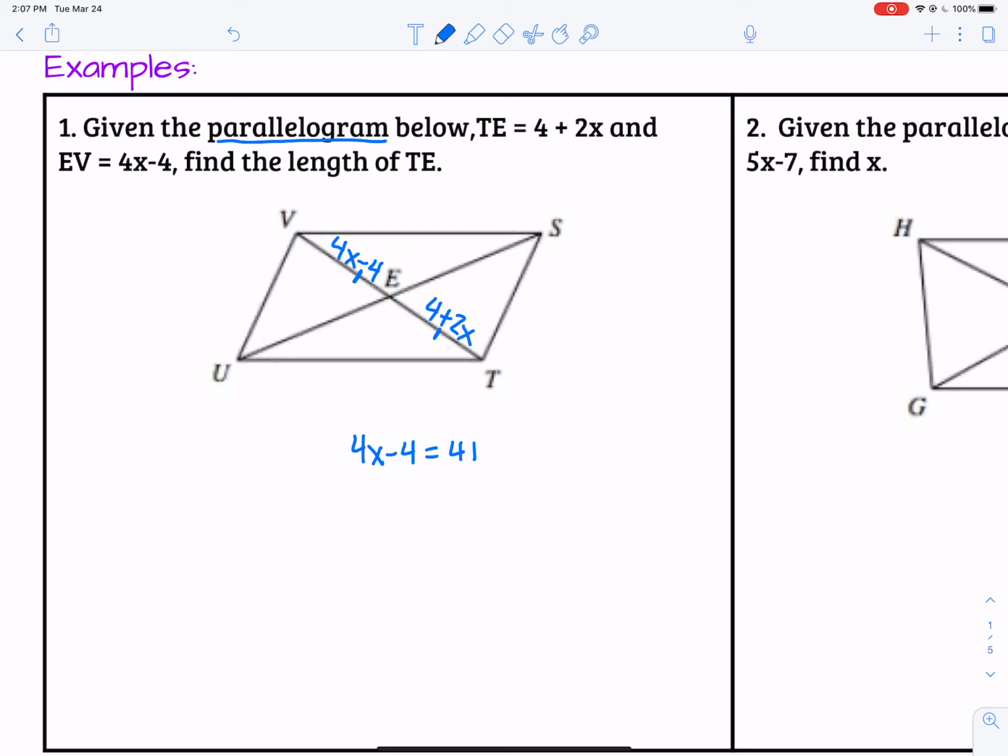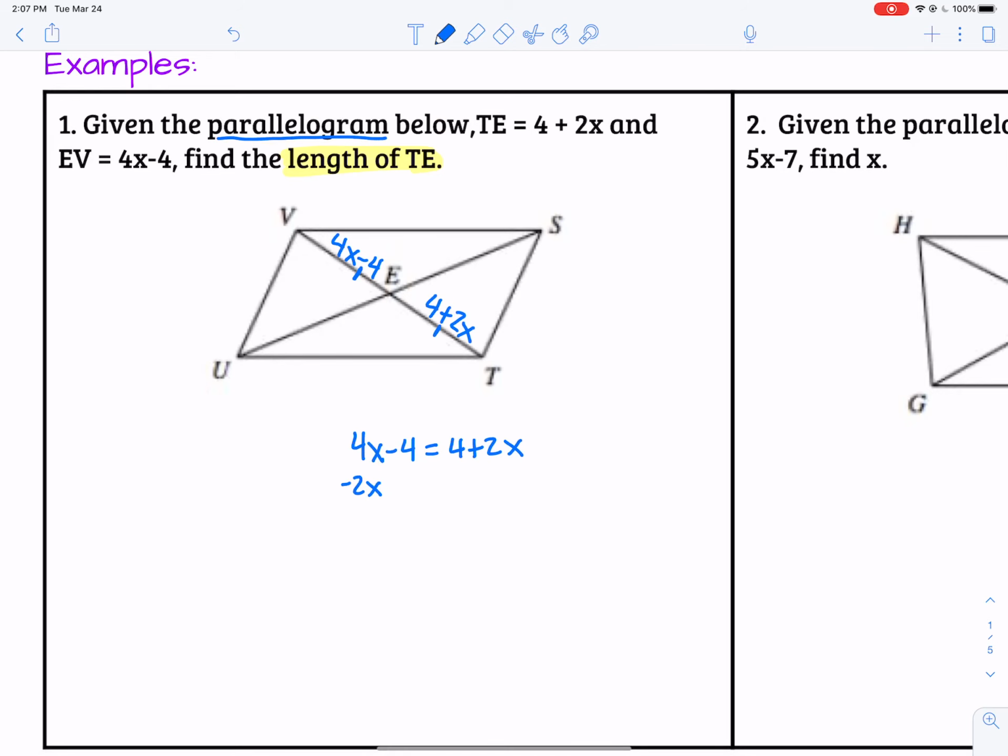We're going to solve for x, but then we need to remember to come back and find the length of TE to answer the question. All right, so I'm just going to solve for x for a minute. So let's subtract 2x from both sides. And we have 2x minus 4 equals 4 left over. We can add 4 to both sides, so we get 2x is equal to 8. And divide by 2, so you get x equals 4.